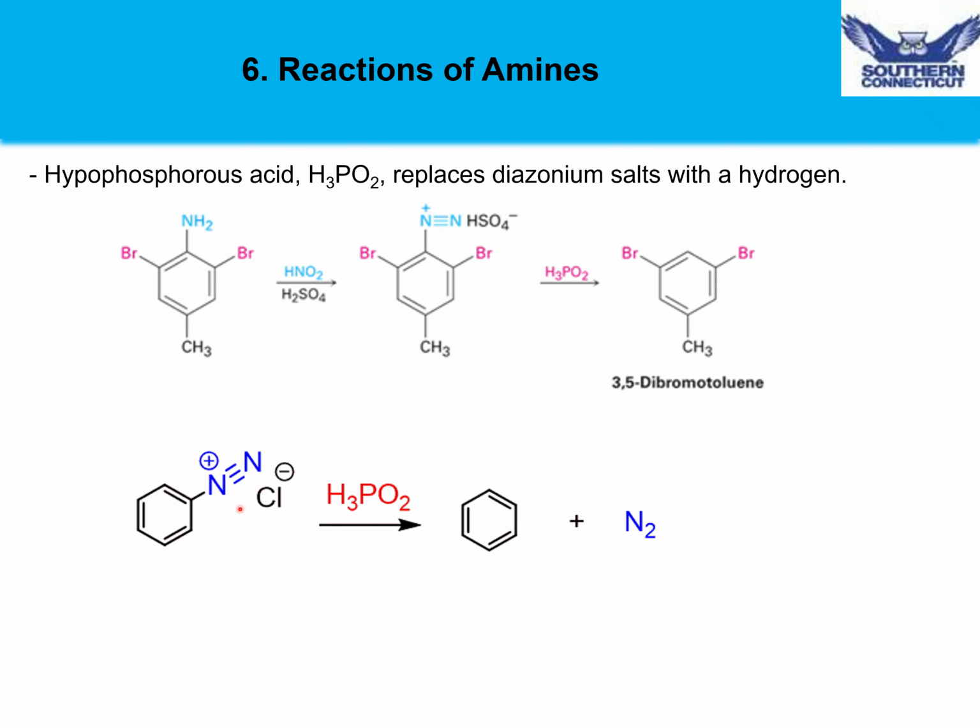Here's a second example, a diazonium salt, which would be formed from an aniline. When mixed with hypophosphorus acid, it will lead to the loss of N2 and give us a benzene molecule in this example.